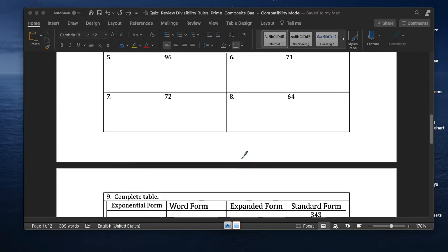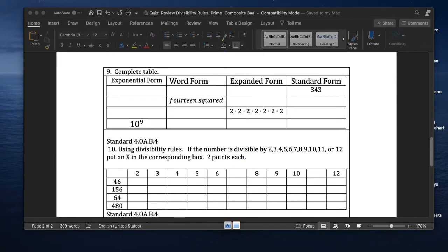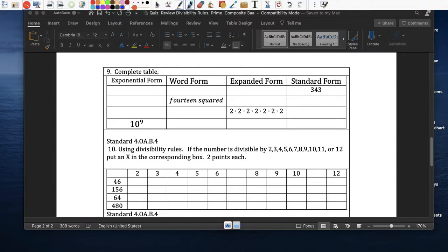Okay, so let's go to the next question. Okay, so this one is the easy stuff, right? So the expanded form. So let's do 14 squared. So the easy ones. 14 times 14. 14 times 14 is 196. Exponential form is 14 to the second power.